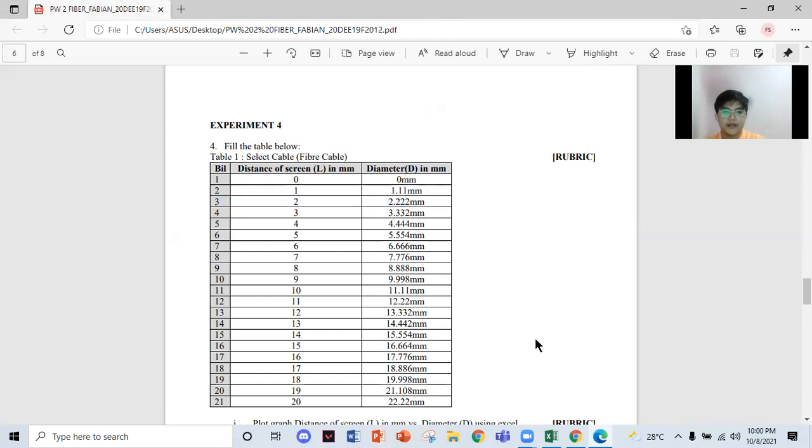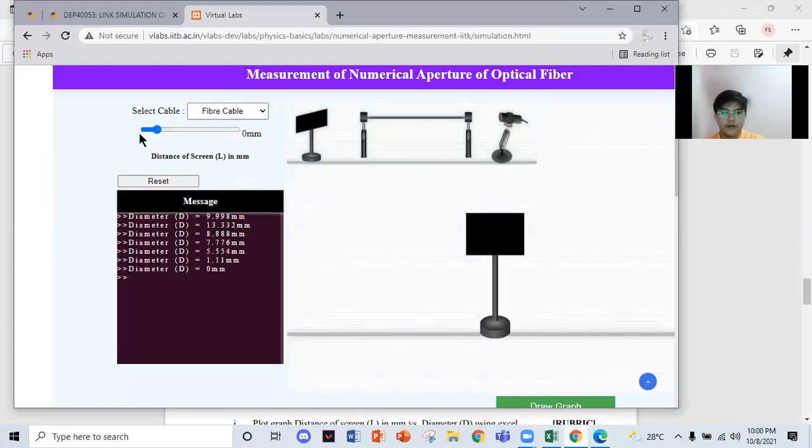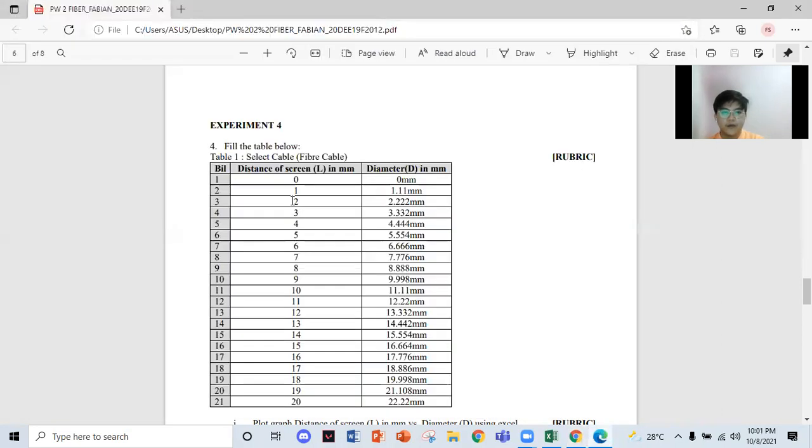So how do we count the diameter? We just drag this. Okay, from 0 we start from 0. So earlier we picked one, right? So we just move it one by one. So 1. What is the diameter? The diameter of one is 1.11 mm.